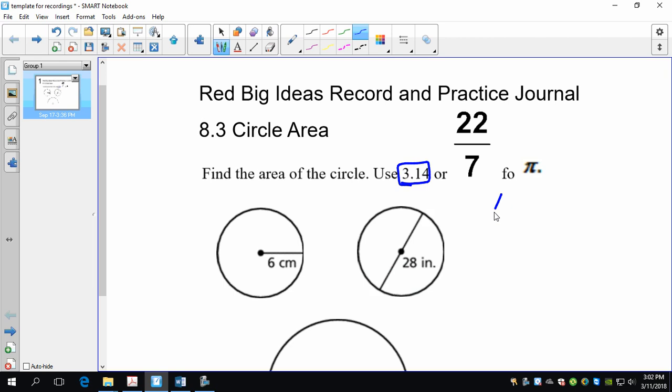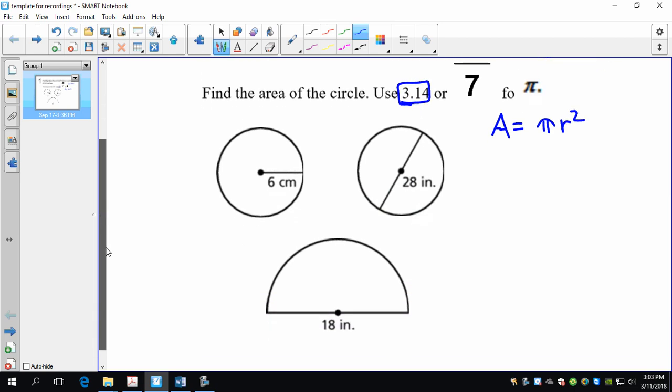The formula we're going to use for the area of a circle is area equals pi r squared. When we did circumference, we did C equals pi times d, and we wanted the circles to be in diameter form. Today's lesson, for area, we want our circles to be in the radius form, so we want to make sure the radius is given.